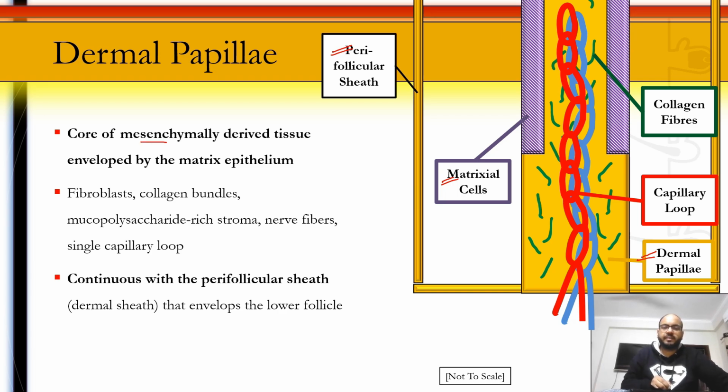The dermal papilla is a core of mesenchymally derived tissue enveloped by the matrix epithelium. So it is enveloped like a cap. All the fibroblasts, collagen bundles, mucopolysaccharide stroma, nerve fibers, and the single capillary loop are all in the dermal papilla. And the dermal papilla is continuous with the perifollicular sheath that envelops the lower follicle. That is why the perifollicular sheath is also known as the dermal sheath. Clear? Let's move forward.